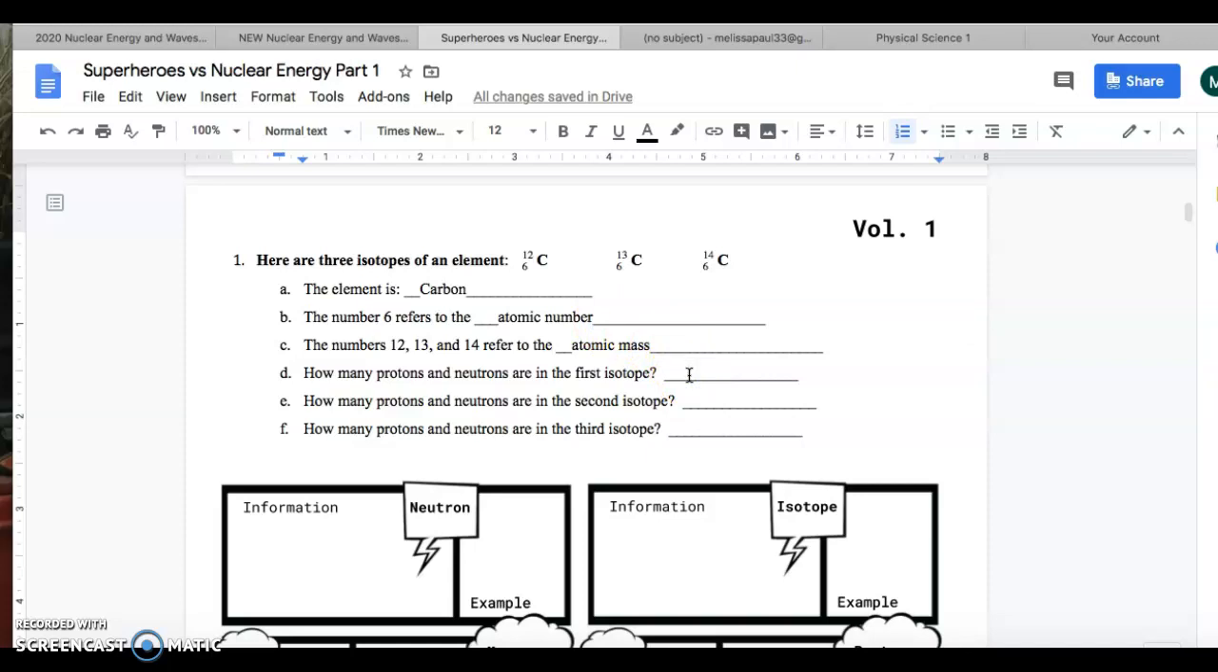Now we want to start identifying protons and neutrons in these isotopes. So how many protons and neutrons are in the first isotope? In other words, protons and neutrons together. Well, protons and neutrons together make up the atomic mass. Okay? So our atomic mass is the number on top. So our first isotope is going to be 12. Our second one, 13. Finally, our last one is 14.